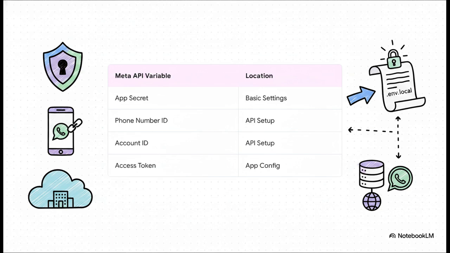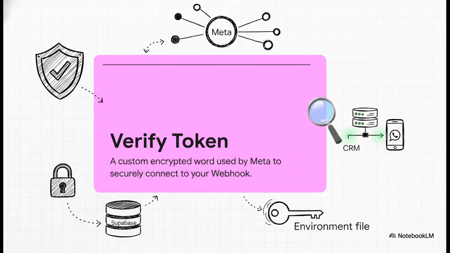Pasting these 4 variables into your .env.local file is the magic step that actually links your specific WhatsApp number to your brand new CRM. Now, as you probably know, Meta has some very strict security guidelines. They require you to set up what's known as a verified token. Don't overthink this. It's just a custom word you choose, like your own name.